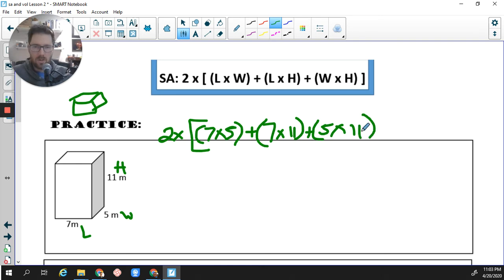So if I am just double checking this real quick, in a rectangular prism, I should have 2 of each number: 2 7s, 2 5s, 2 11s. Bingo. We're on the right track. Okay, so let's put this together then.